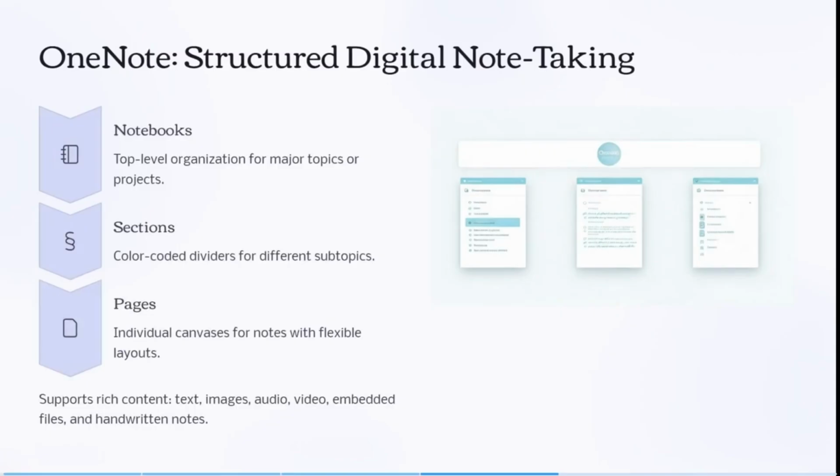So OneNote is a top-level organization tool for major topics or projects. You also get color-coded dividers for different subtopics and individual canvases for notes with flexible layouts. It also supports rich content such as text, images, audio, video, embedded files, and handwritten notes. Yeah, you heard me right.